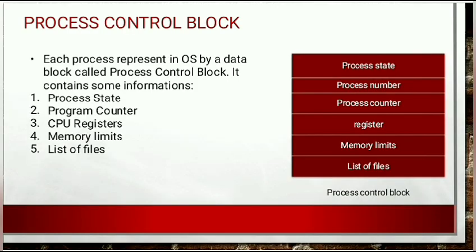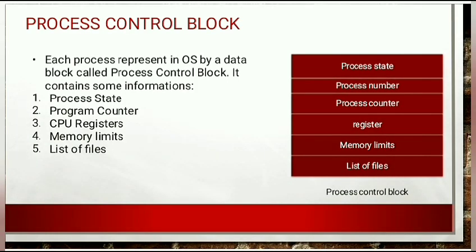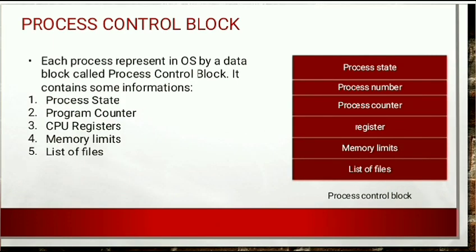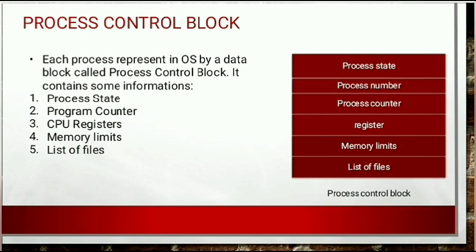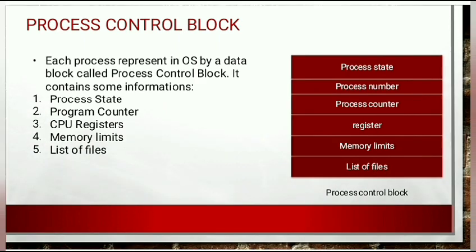Now let's move to process control block. Each process is represented in an operating system by a data block. It is said to be process control block. It contains some information like process state, program counter, CPU register, memory limits, as well as list of files.